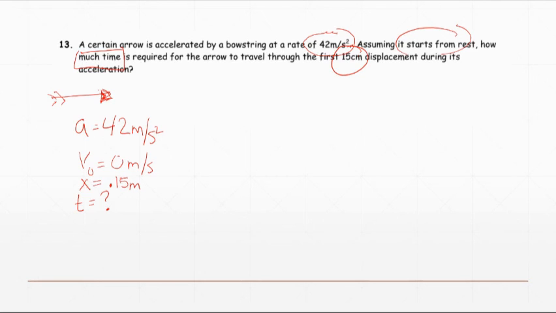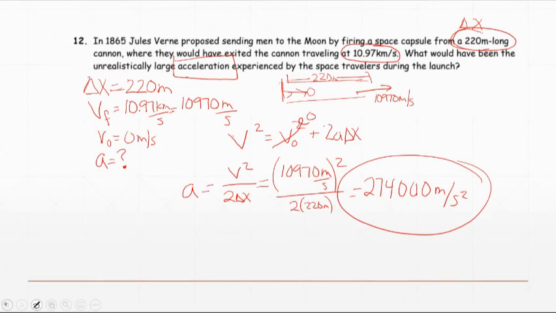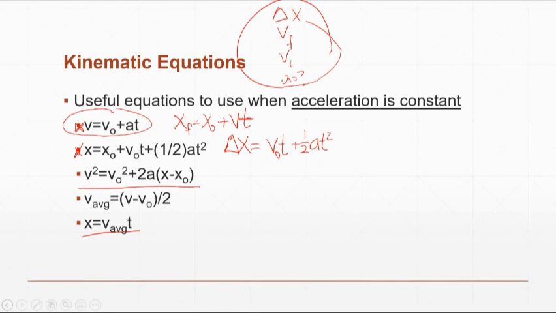And so then also I'm looking for time. So I have a, v initial, x, and t. I do not have v final, so I cannot use an equation with v final. So this one is out. This one is looking pretty good. This one is out. So I'm going to have to use this one right here. Okay. So I'm going to go back to my question.